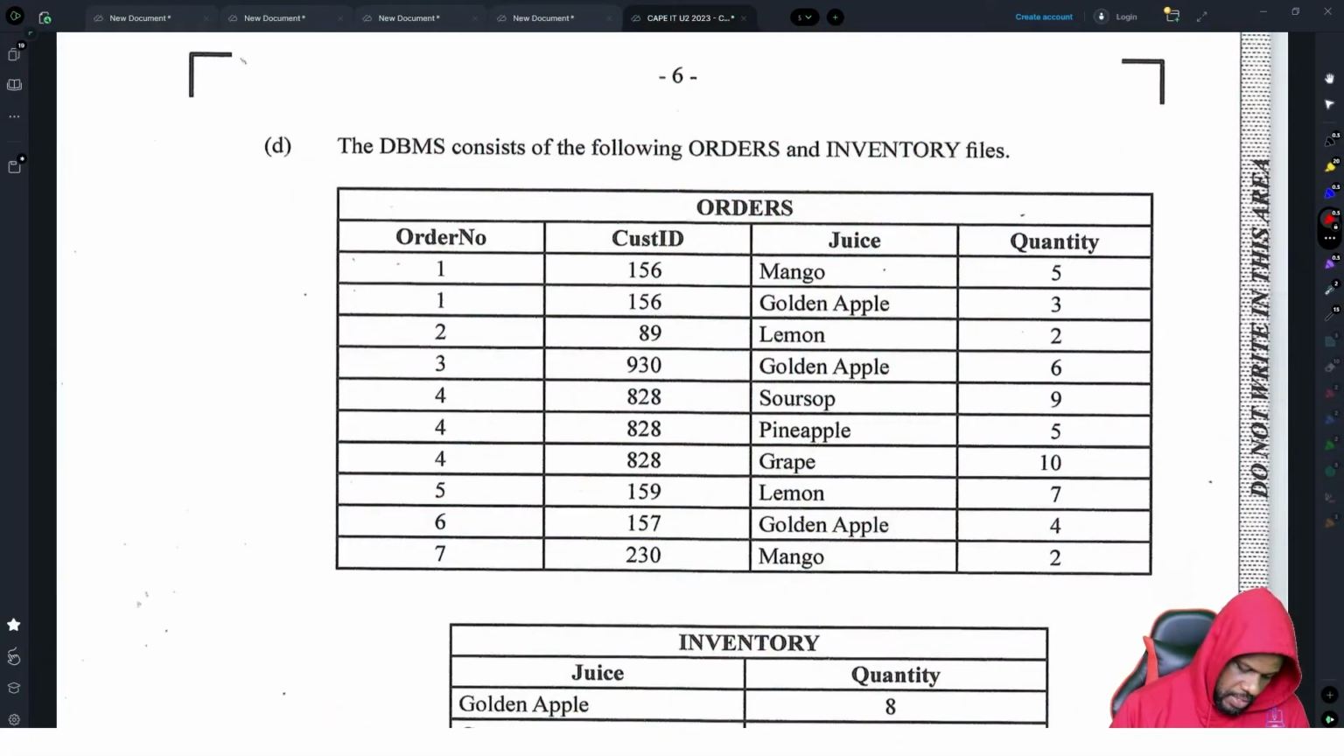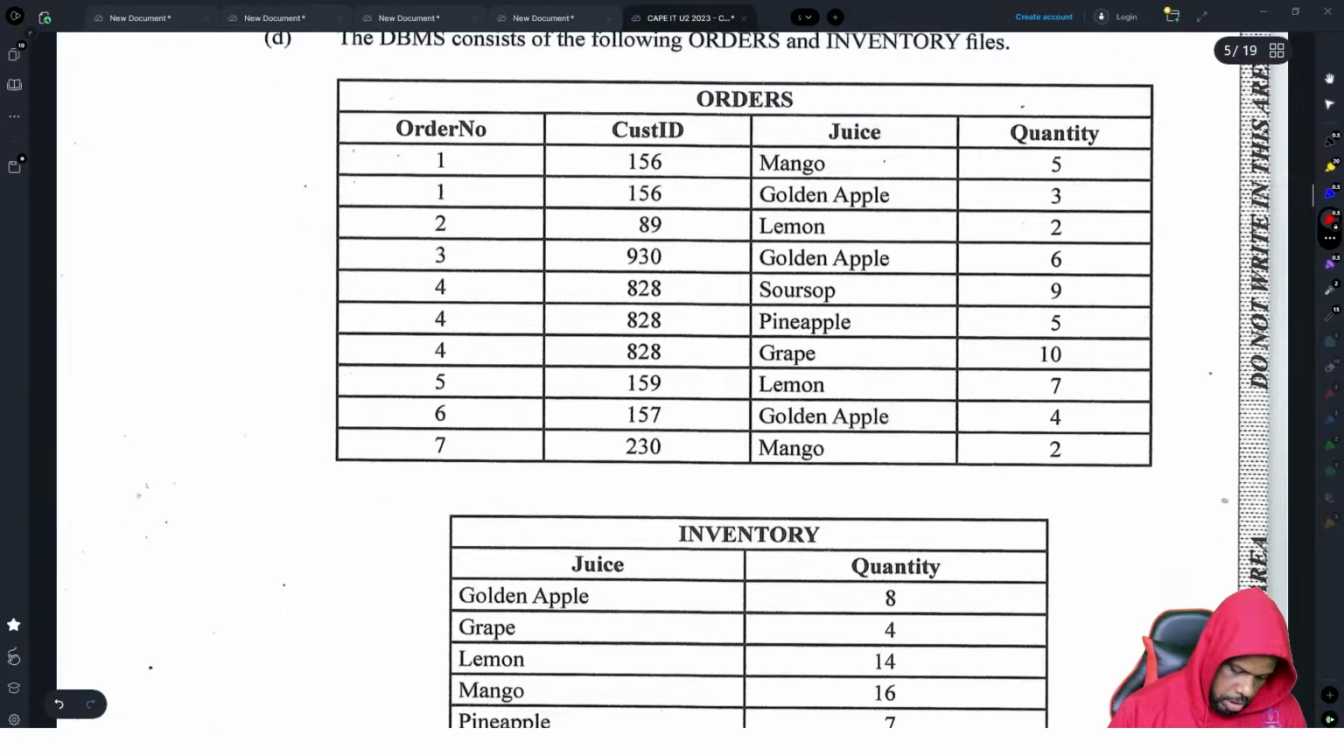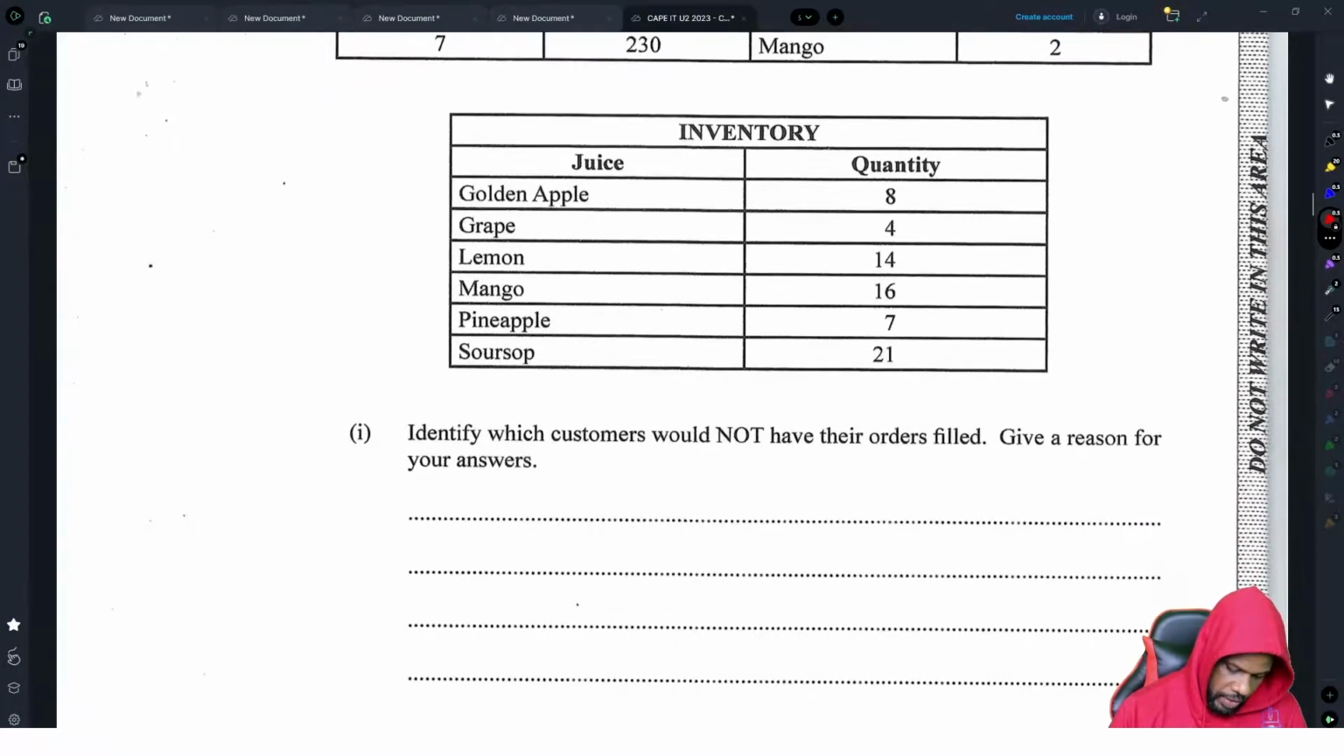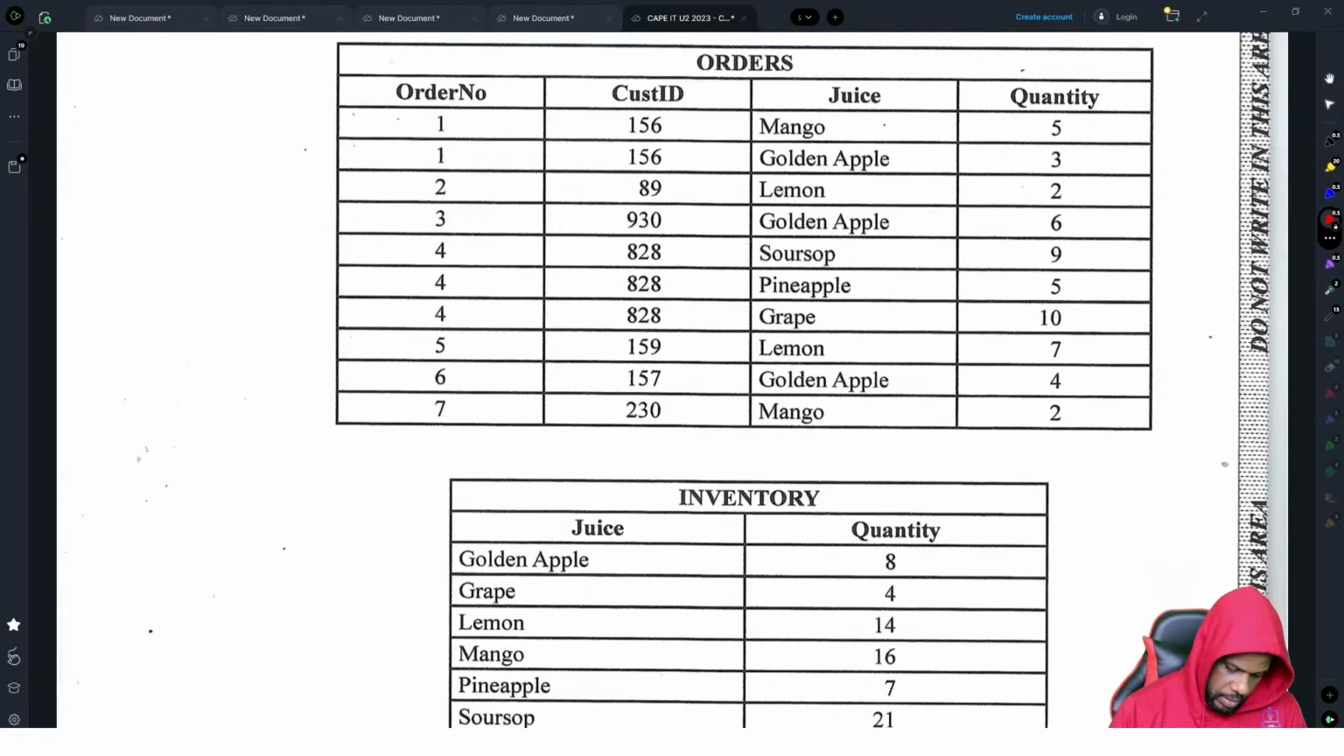The DBMS consists of the following: orders and inventory files. Okay, cool. Order, inventory, and so on. Cool. Identify which customers would not have their orders filled. Give a reason for your answer. Alright, now I have to read through this table and go through it.